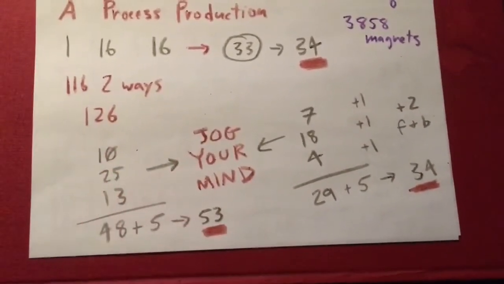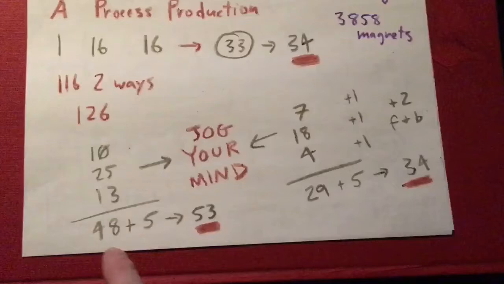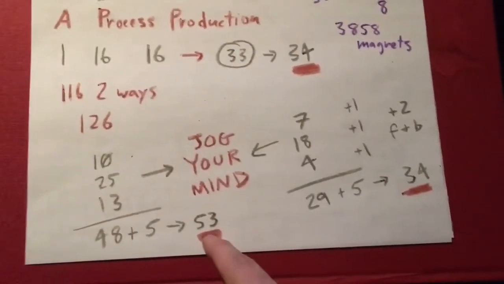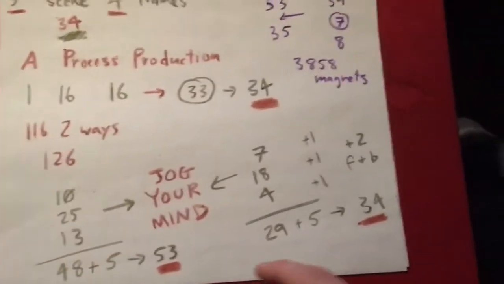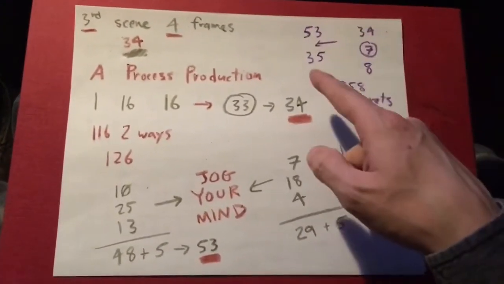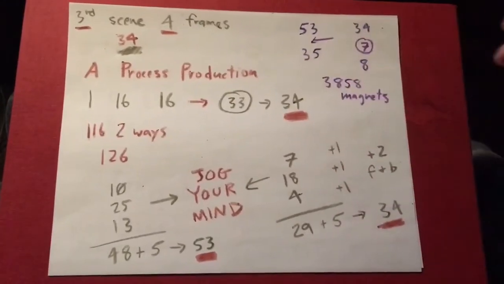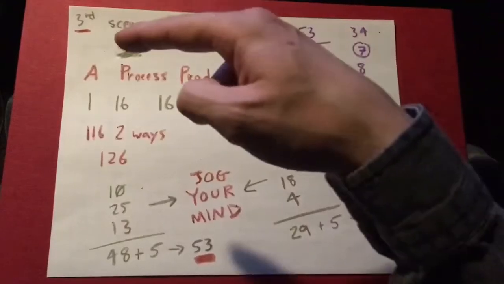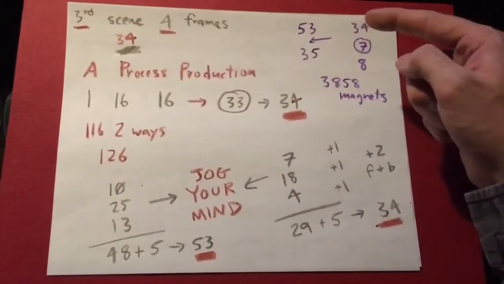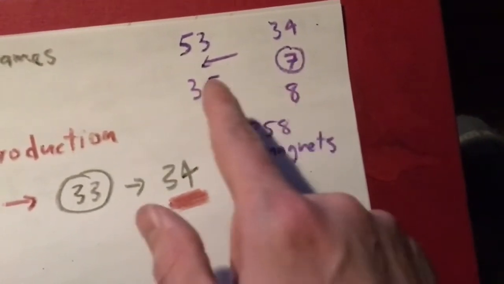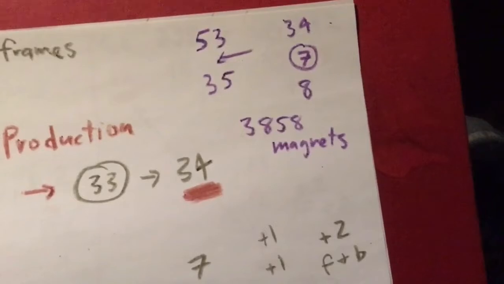You're going to have a 10, 25, 13. You're going to sum that up to 48. You're going to +5 again, the same way we did over here, and you're going to get a 53. Okay? Now what I find interesting is that if you look at the 53 backwards, you're going to get a 35. Again, which is like a 34 circled, okay? Now you have a 34 and a 34 and a 34 three ways. So let's just take the 34, which is 7 circled, which would be an 8. And lo and behold, here's your 3858 magnets required in cellular energy device.